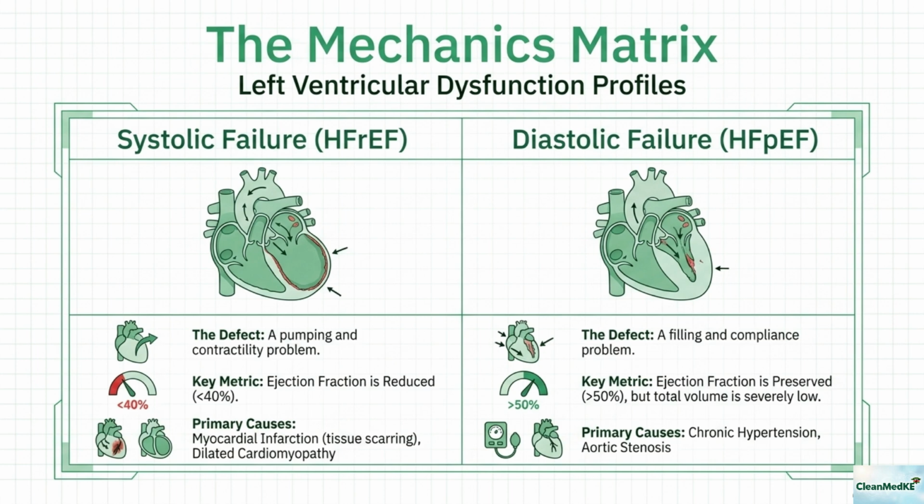get blood out. On the other hand, we have diastolic failure, or HFpEF, heart failure with preserved ejection fraction. This is a filling problem. The ejection fraction might look normal, over 50%, but the heart muscle has become so stiff and thick from chronic hypertension that the total volume of blood the ventricle can hold is severely reduced. In both cases, the body is starved of oxygen, but the underlying mechanical defect is completely different.